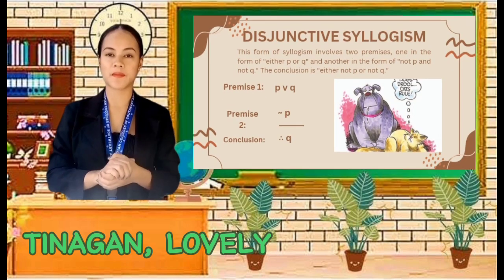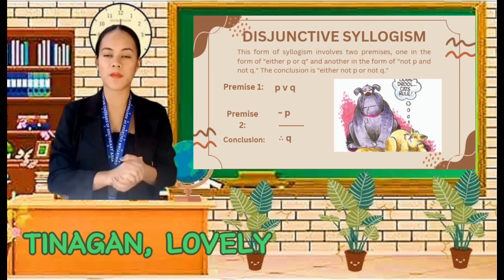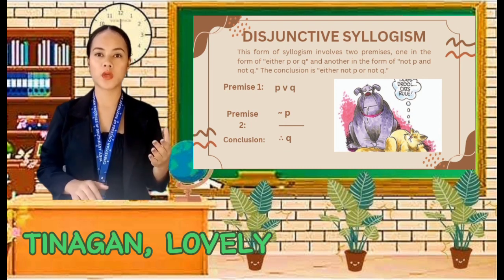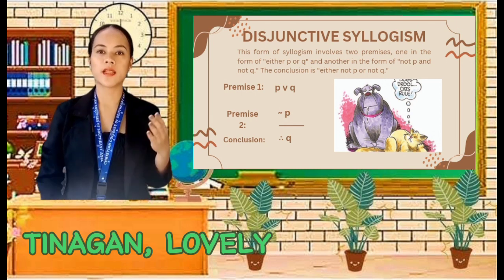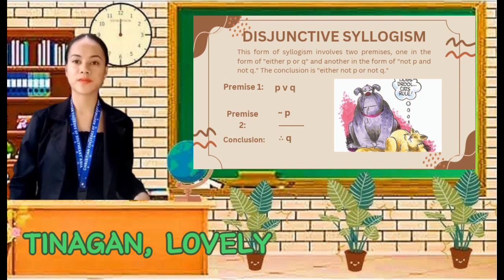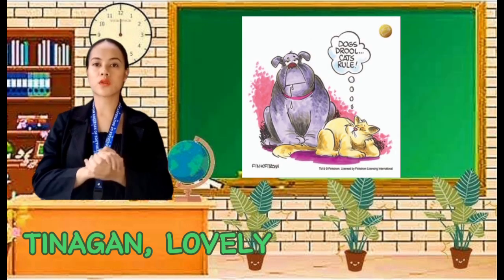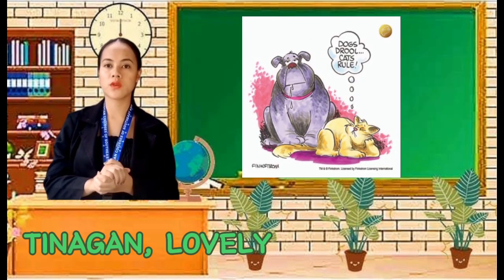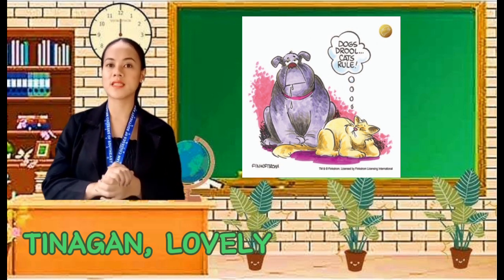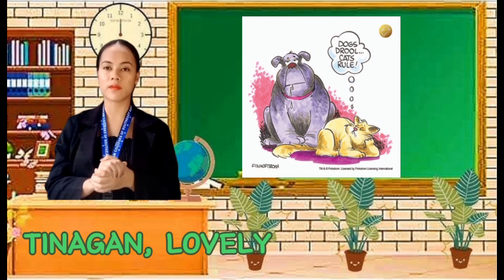Disjunctive syllogism. This form of syllogism involves two premises, one in the form of either P or Q and another in the form of not P. The conclusion is Q. In the picture, dogs roll or cats drool. Dogs do not roll. Therefore, cats drool. This is a valid argument since the conclusion necessarily follows from the premises.